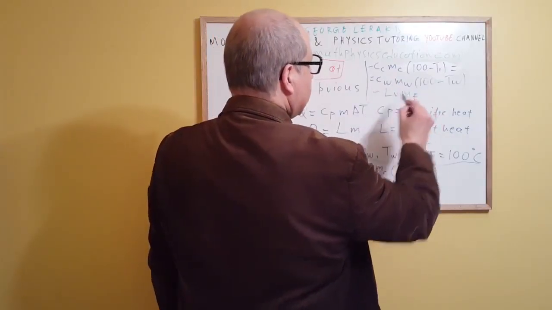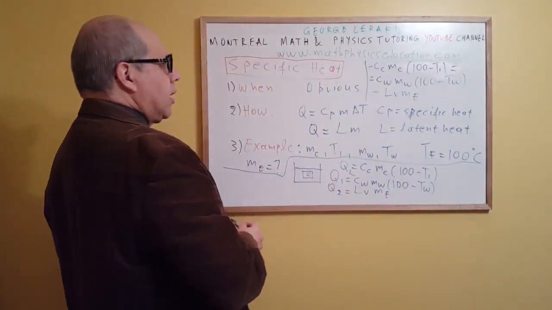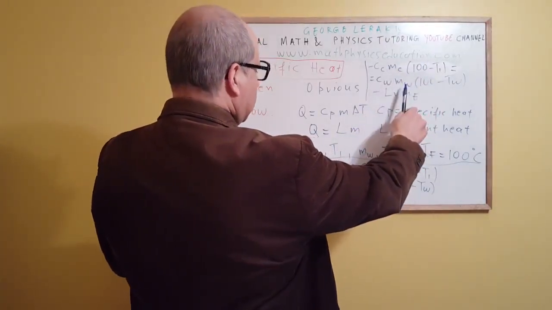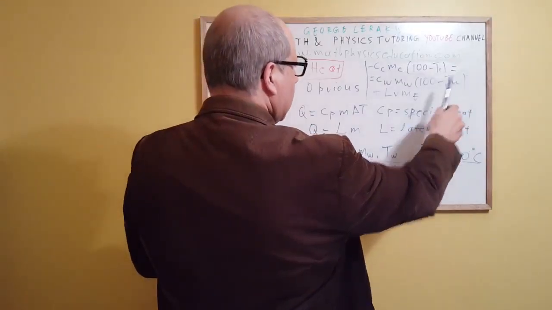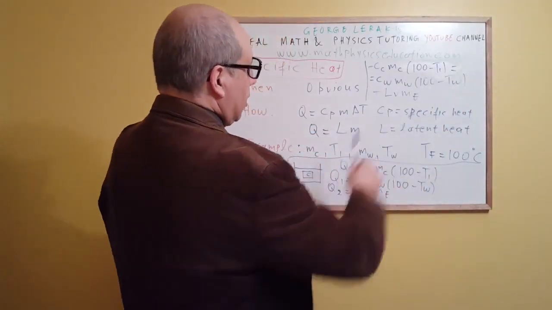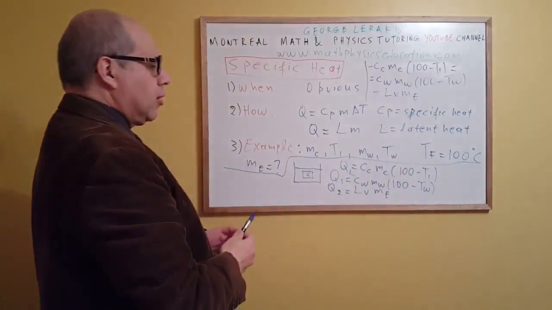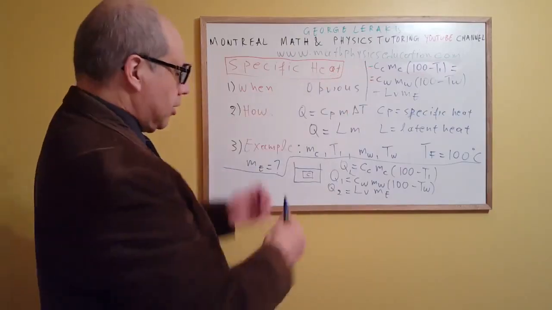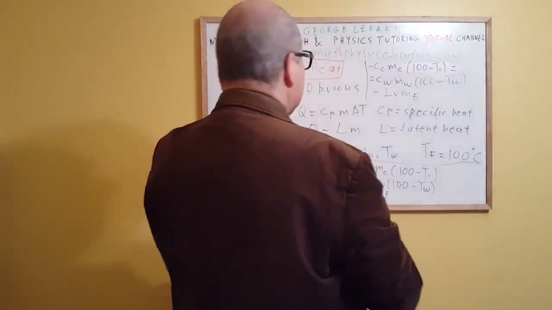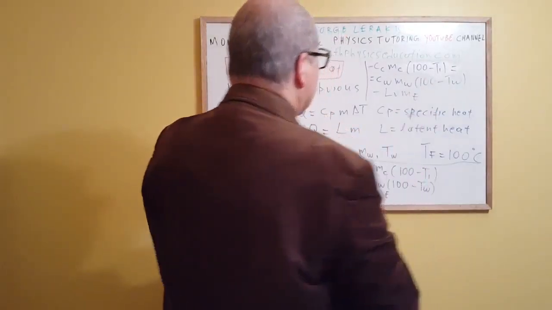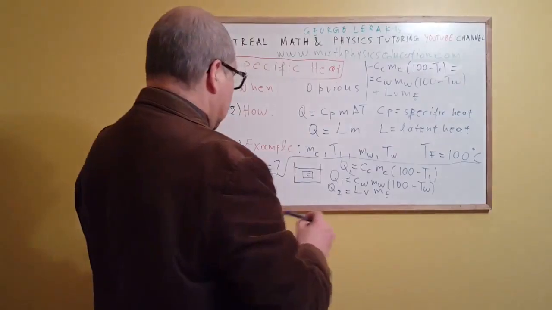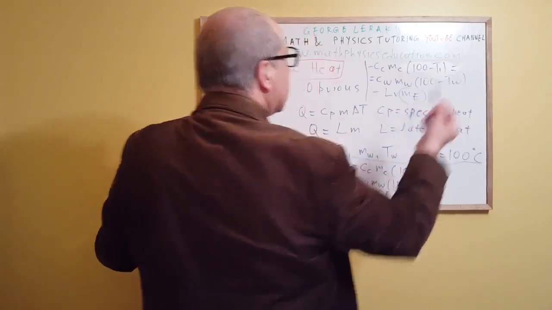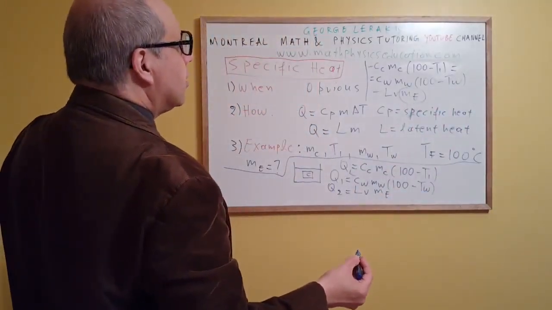So this has to be equal to this plus this, and of course here we know the MC, we know T1, we know MW, we know TW, and of course we know LV, the latent heat of water, and the specific heat of copper and water. All those are given. So you just have to solve this equation. So let's finish it here. We're looking to find this, so you just have to solve for this.